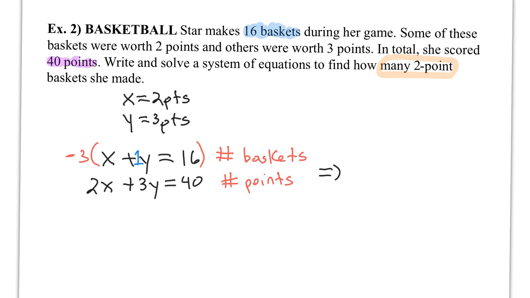So I'm just going to write down the work on the side. I'm going to distribute the top: negative 3x minus 3y equals negative 48. The bottom equation says the same, so I'm not going to do anything to it. I'm just going to copy that down. And I'm going to add.